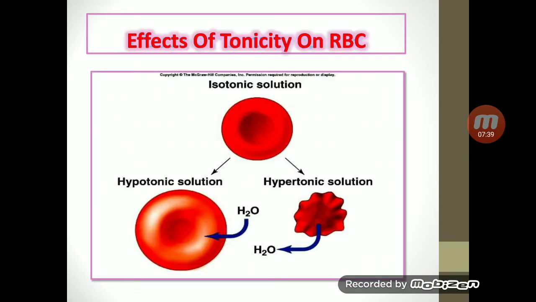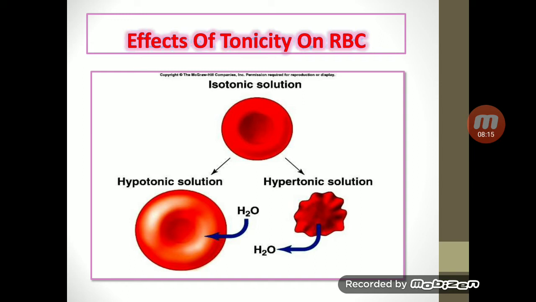Then the effects of tonicity. This is the basic principle of RBC encapsulation, or how we can entrap drugs in RBCs. RBCs have a very unique response to tonicity. If your solution is isotonic, having the same osmotic pressure as your RBC, that solution is known as an isotonic solution. So in an isotonic solution it will be a normal cell, it will not expand or constrict.